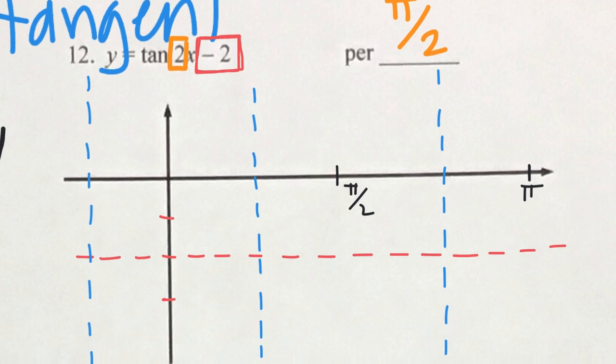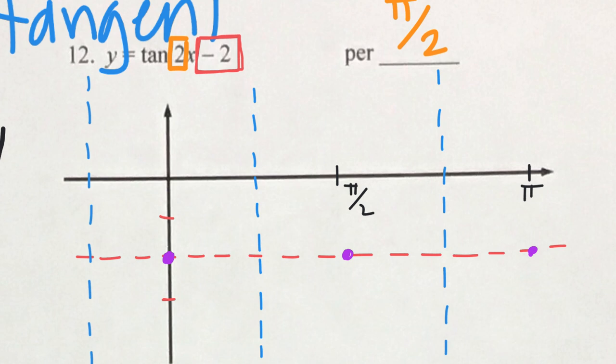Okay, once you have your vertical asymptotes, you put in your zeros. So we have a 0 in the middle of your asymptote. So we have a 0 at 0, 0 degrees, 0 radians. We have a 0 at pi over 2, and we have a 0 at pi.